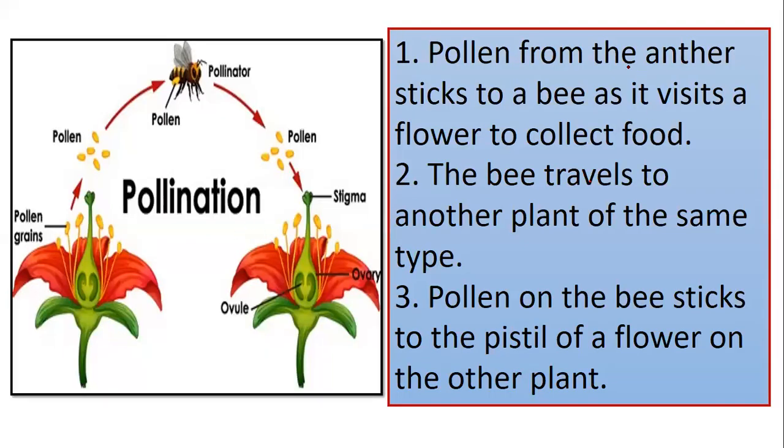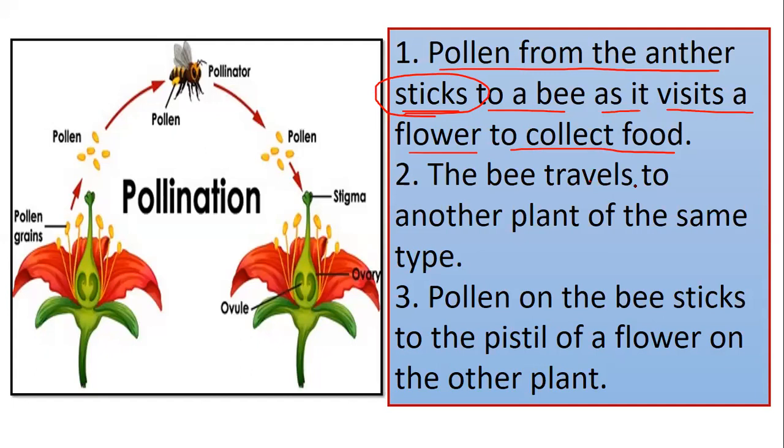Look at this one. Pollen from the anther sticks to a bee as it visits a flower to collect food. Again, pollen is not the food of the bee. Pollen grains are not the food of the insect. They will just go there and collect some food. What is the food? The nectar, the sweet water from the flower. Okay? And it will stick only, no? The pollen will just stick into the skin like that.